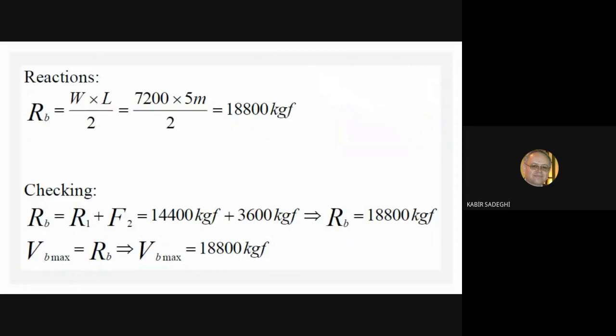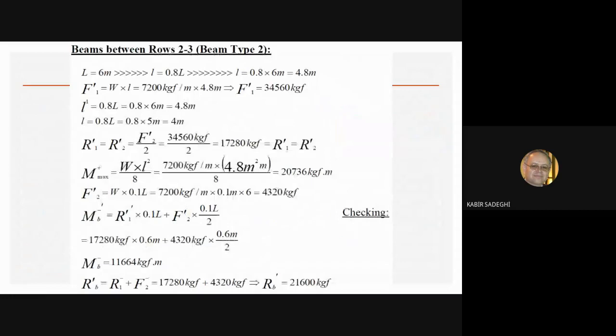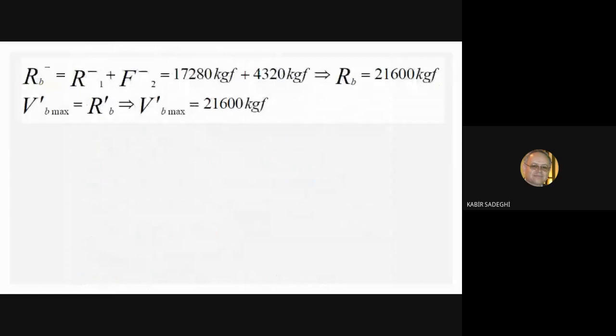Now we see for beam type 2, because the length was different. The only difference was length. The length is 6 meters. We repeat the cases. We find M max at the middle span. We find M max at support, and we find also the shear forces in the next slide. These shear forces are RB prime or RB minus, which is maximum at support, and shear and reaction, they are the same and have a value of 21,600 kilogram force, because that's force.